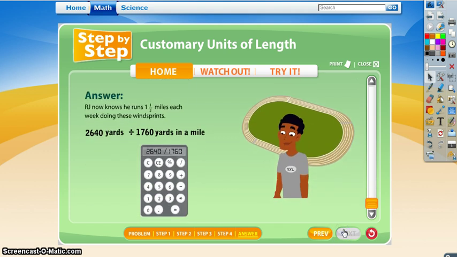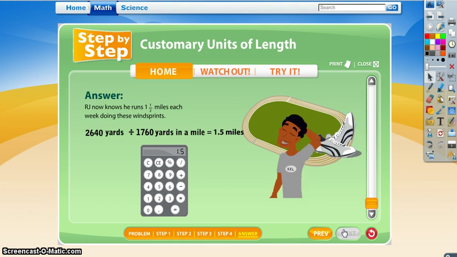All right, so the 2,640 yards RJ ran each week is the same as 1.5 miles. Wow, he's sure running a lot. He's going to be in great shape when the season starts.